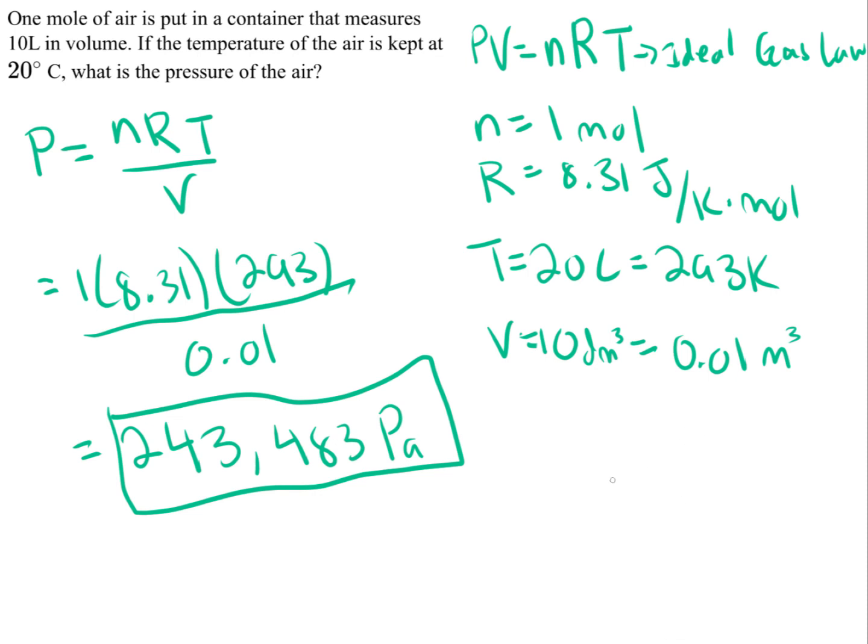And if you remember, a pascal is simply 1 newton per square meter. So it's units of force per square meter, or newtons per square meter. And this can be converted to roughly about 2.4 atm, or 2.4 times the atmospheric pressure at sea level on Earth. And that's the pressure in the container. And this is how you would solve this problem here.